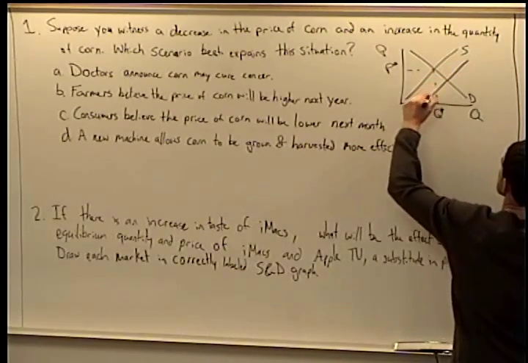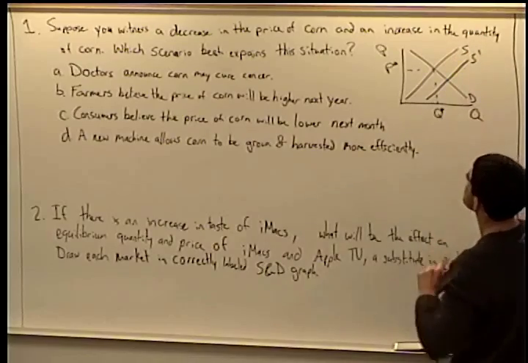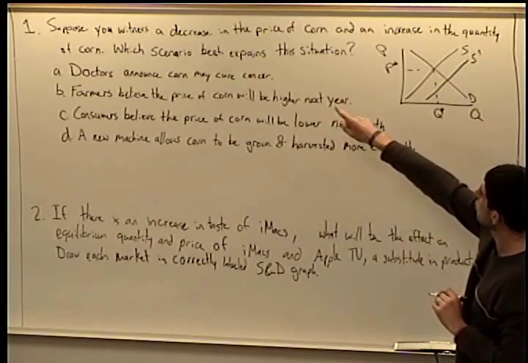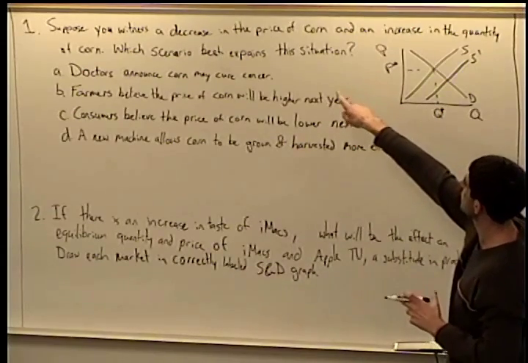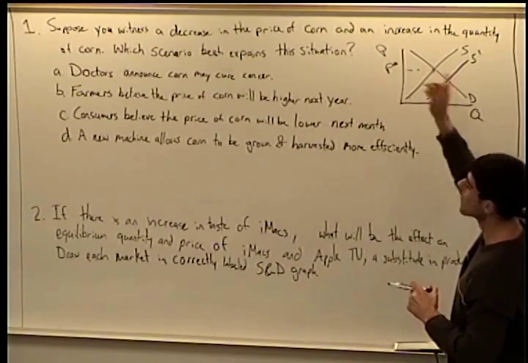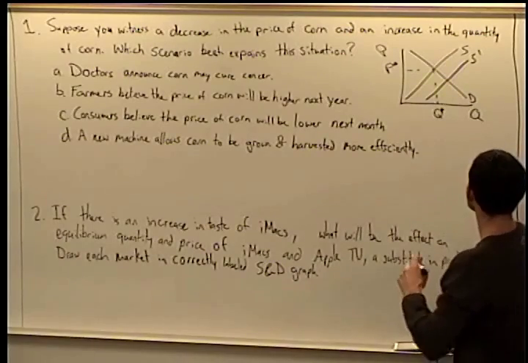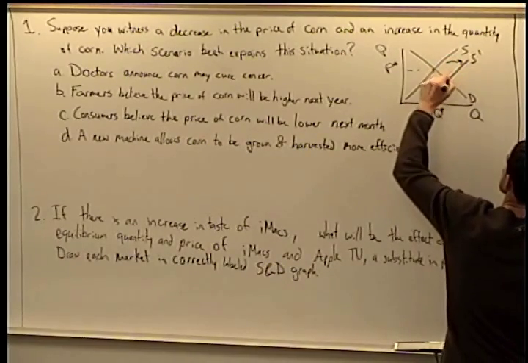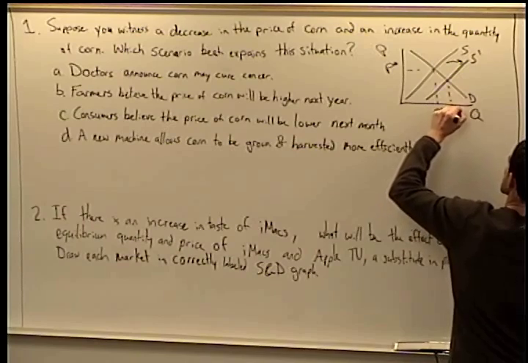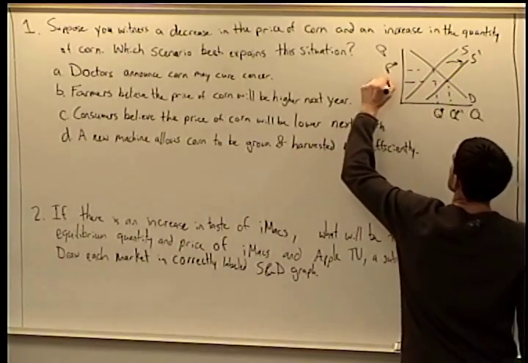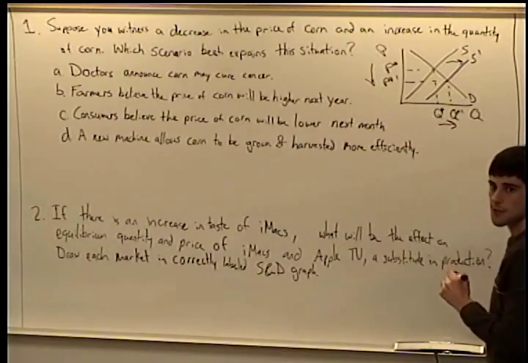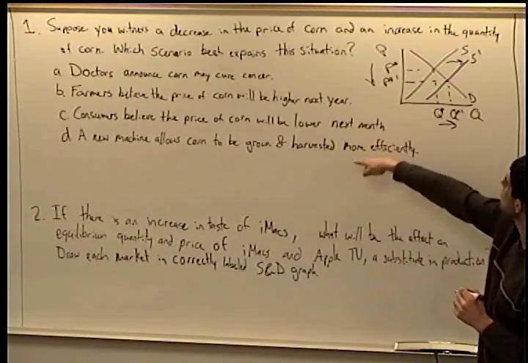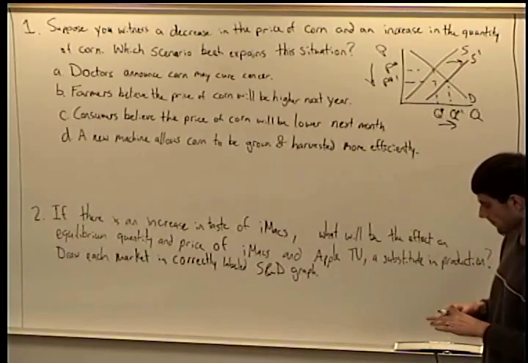So this question is really asking, which scenario best explains an increase in supply, which causes a decrease in the equilibrium price of corn and an increase in the equilibrium quantity of corn? So here, Q star prime and P star prime. Price goes down, quantity goes up. We want to know which of the following would cause this.